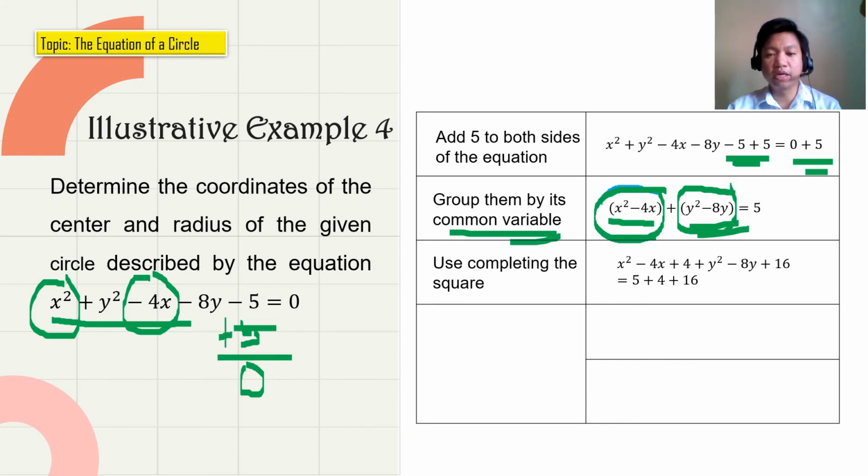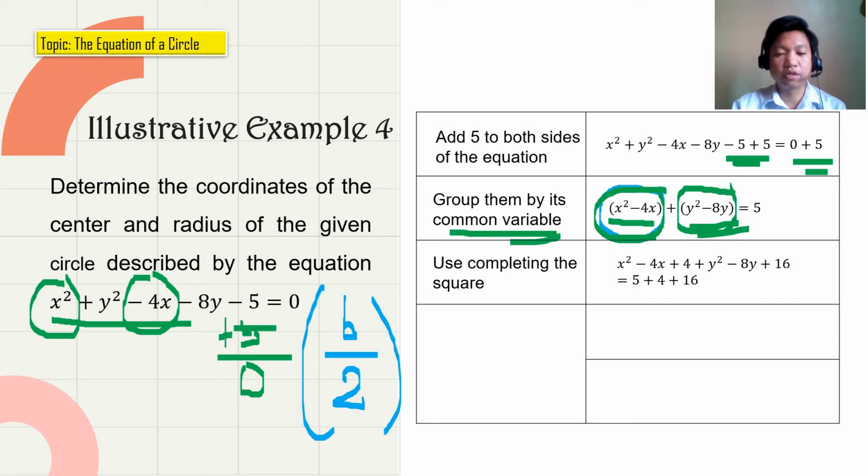Itong dalawang yan, kailangan yan ay maging trinomial. So, paano siya magiging trinomial? Again, dito, you just get the half of the numerical coefficient of x, and then you just get the square. So it's b over 2. Okay, kung natandaan, that is b over 2 tapos squared.